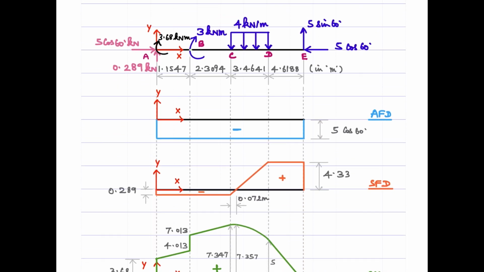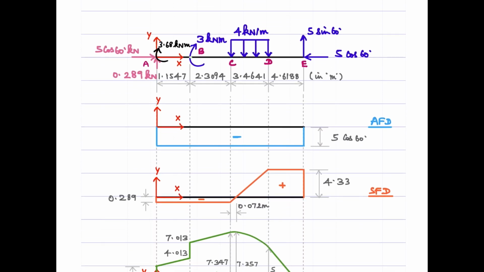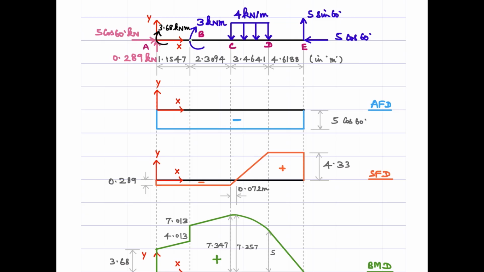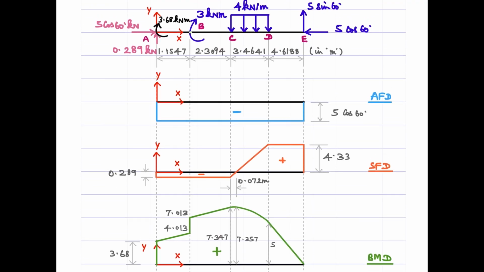Once you have done that, there is nothing frightening here because this is just a beam problem now. You need to draw the AFD, SFD, and BMD for this the way you do it for a beam. So this is 5 cos 60, which is a compressive force. This is shown negative here, and then the axial force diagram and bending moment diagram as usual. You can go back to our videos regarding construction of SFD and BMD for beams. This is the usual procedure.